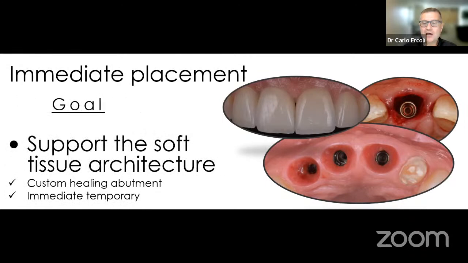So how are we going to support that soft tissue architecture? And realistically, it's going to be with the help of either a custom healing abutment or an immediate temporary crown that we place at the time of implant placement. Because the idea is that we do not want to have that ideal soft tissue after the extraction of the tooth to be altered by the placement of a healing abutment.